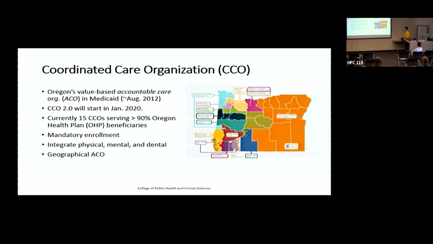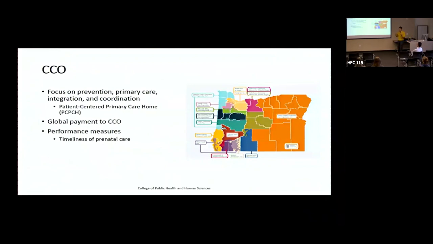Jeff already introduced this, so I'm going to touch on certain important things here. The Oregon Coordinated Care Organization covers the entire state of Oregon, serving over 90% of Oregon Health Plan enrollees. Enrollment is mandatory, which is very unique compared to other accountable care models spreading throughout the country. Again, it integrates physical, mental, and dental health care. Importantly, it focuses on disease prevention and preventive care, like primary care, especially through patient-centered primary care homes, which are the patient-centered medical homes in other states.